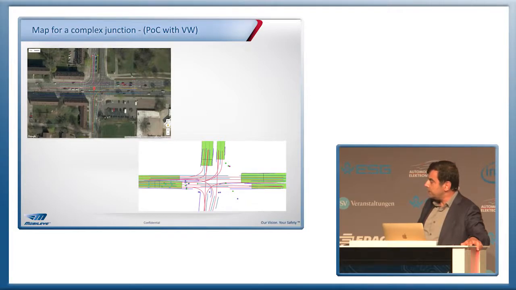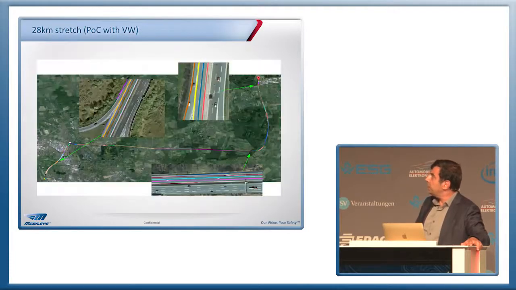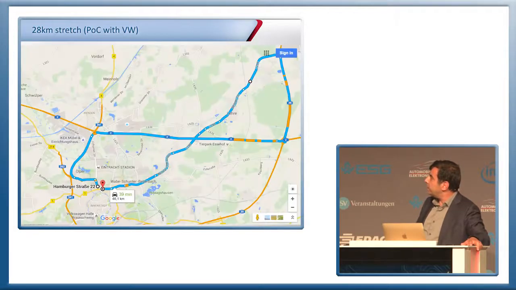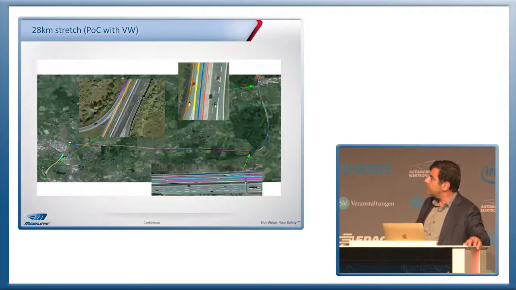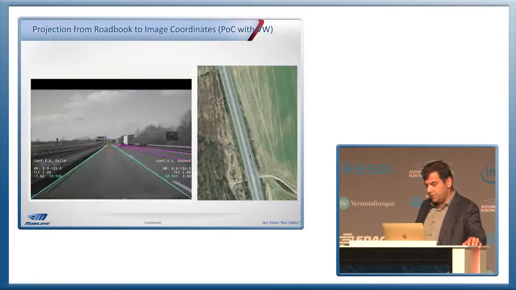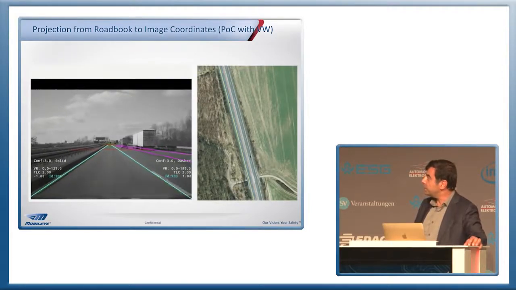This is, for example, in a junction. This is looking at a 28-kilometer route here in Germany. And this is the projection of the map on Google Maps. So this gives you an idea of the accuracy. You see that these colored lines are more or less on top of the Google Maps. So we get accuracies of centimeters here. This is the route that is being taken.